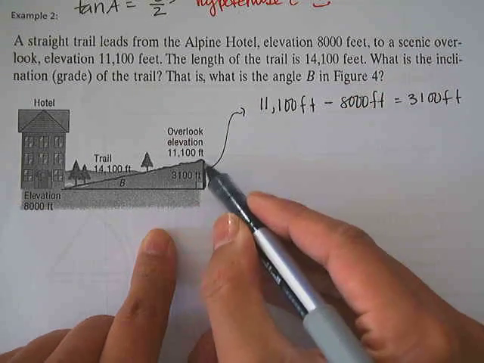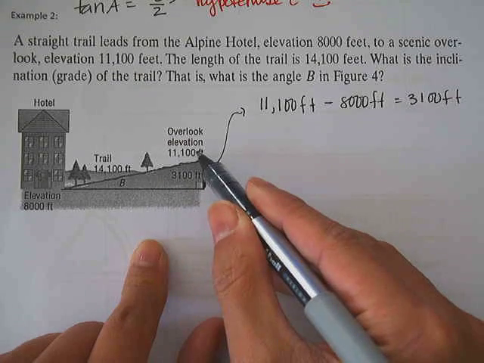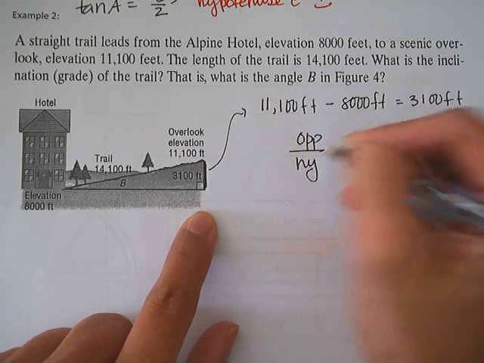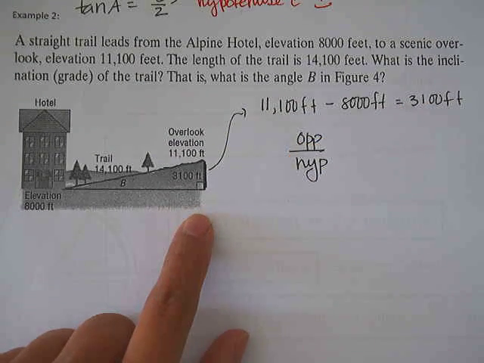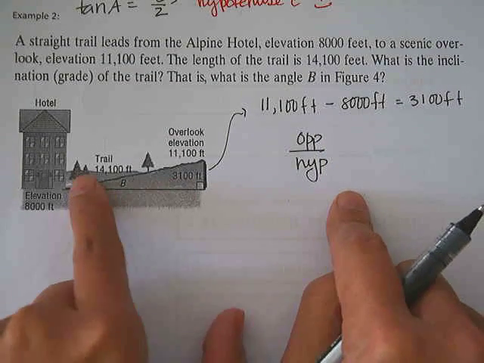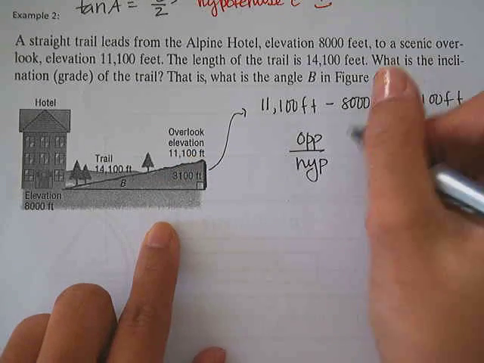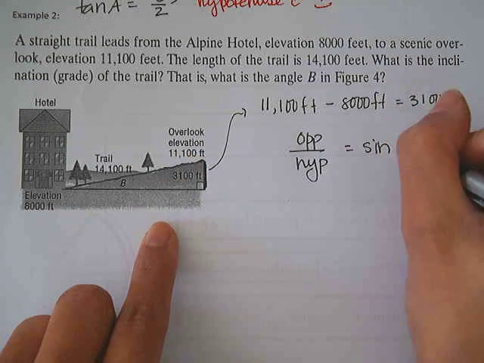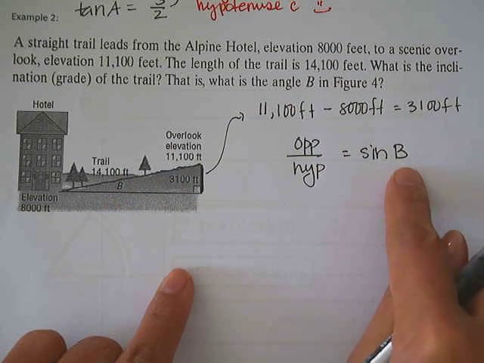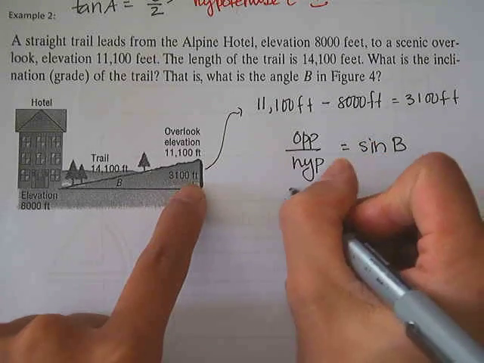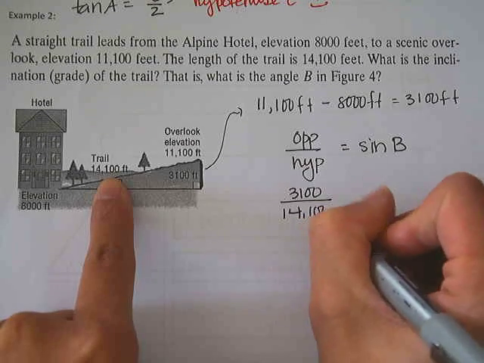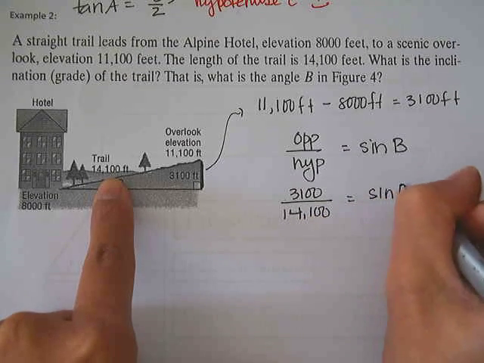So I have opposite and I have hypotenuse, so hopefully by now you can tell me what trig function we should use. I have opposite, which is 3,100 feet, and I have the hypotenuse. I'm hoping that you're going to say sine, right? Sine of angle B. We don't know what B is, so we're going to keep B as B. But I know opposite is 3,100 feet over 14,100 feet equals sine of B.